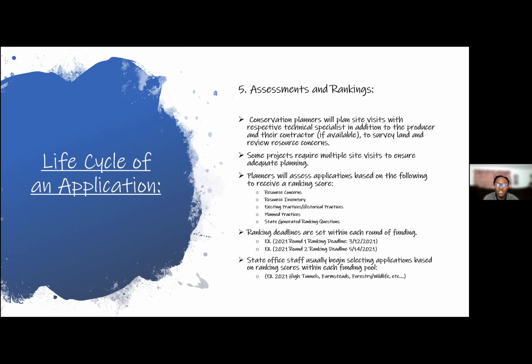Then the state office staff usually begins selecting applications based on ranking scores within funding pools. So to better spread the funding around, there are funding pools for specific areas of mitigation. So there's funding pools, let's say, for example, for high tunnels, for farmsteads, forestry and wildlife, things of that nature.